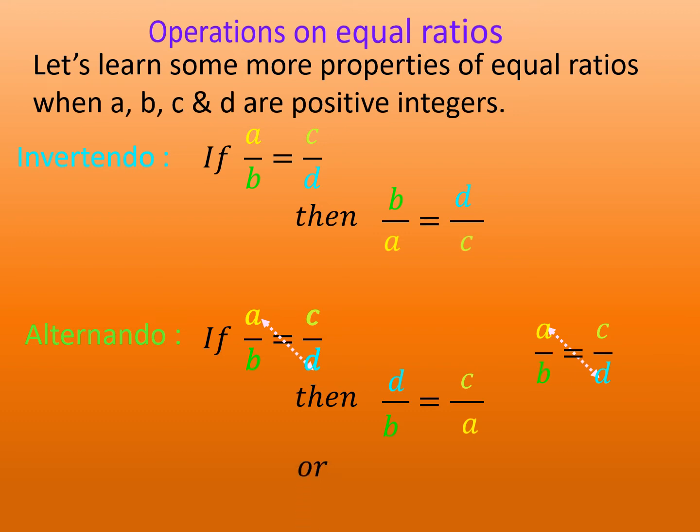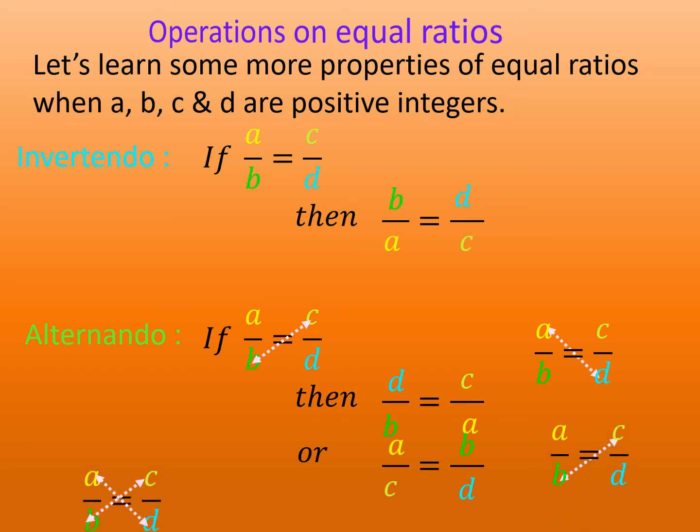Let us see another part of it. Or we can keep the other diagonal constant, see here, a and d, and we can go for the other diagonal to interchange. See here, c in the denominator and b goes to the numerator. Clear? But you cannot do both together. Therefore, this is not allowed. Clear? In alternando, only one diagonal's numbers will be interchanged.